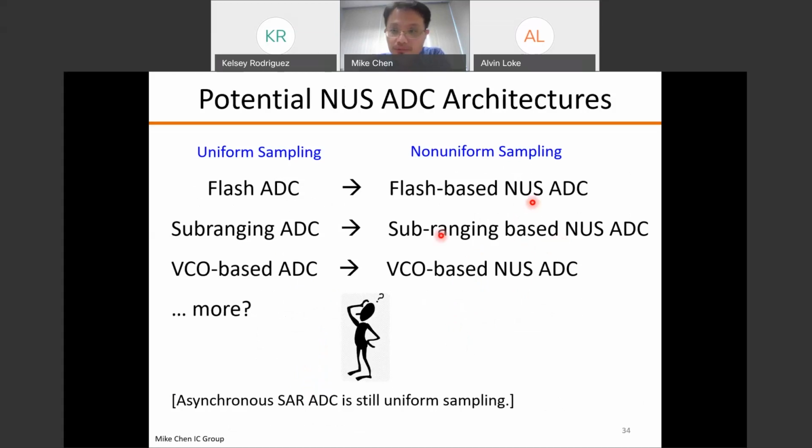Okay, so what is the potential for non-uniform sampling ADCs moving into the future? Here, at least in our group, we experimented on the flash, on the subranging, and also on the VCO-based. And I'm hoping that there will be more out of this. And then just one word about the asynchronous SAR ADC. This is one of my favorite ADC topologies. I just want to say that one is still uniform sampling.